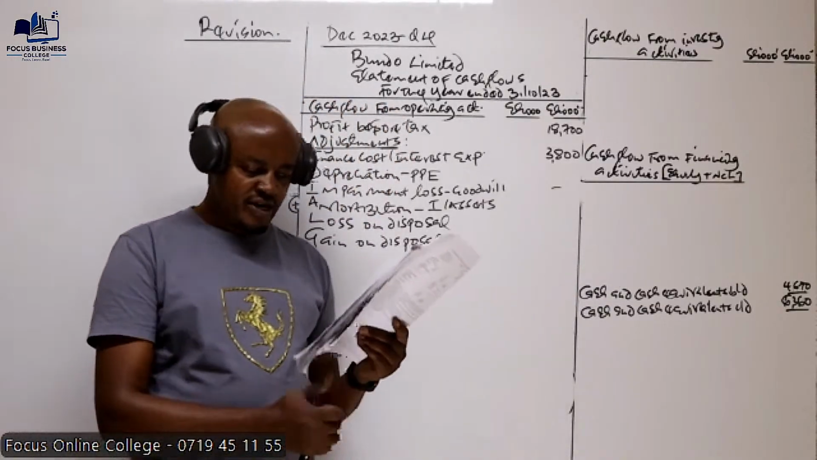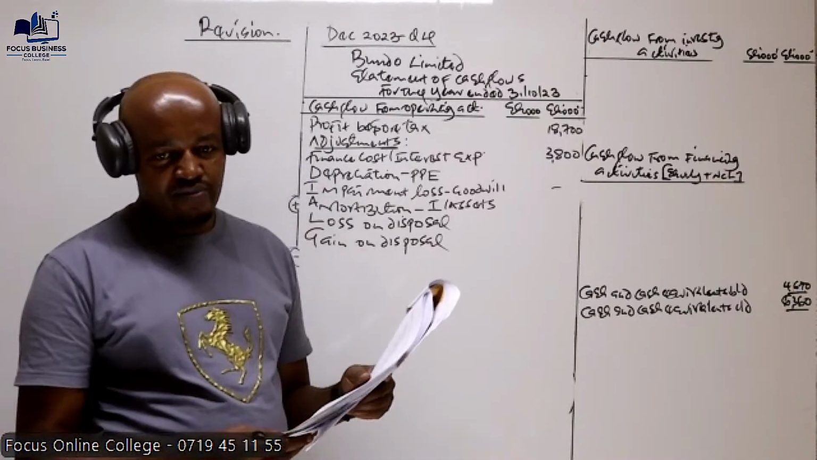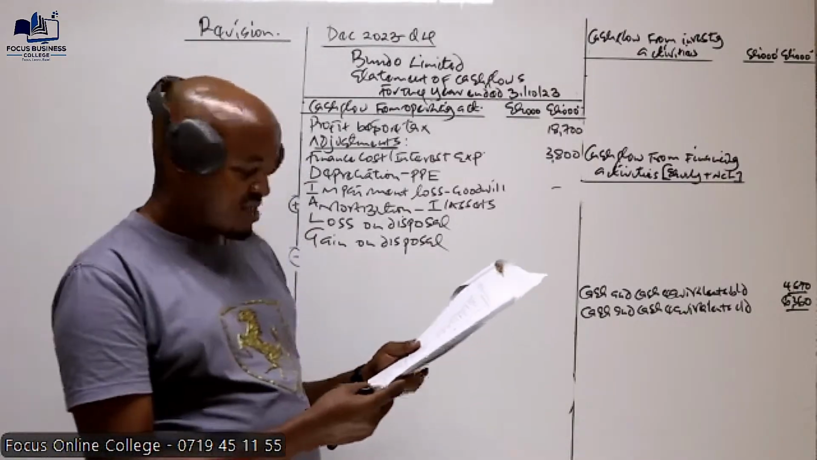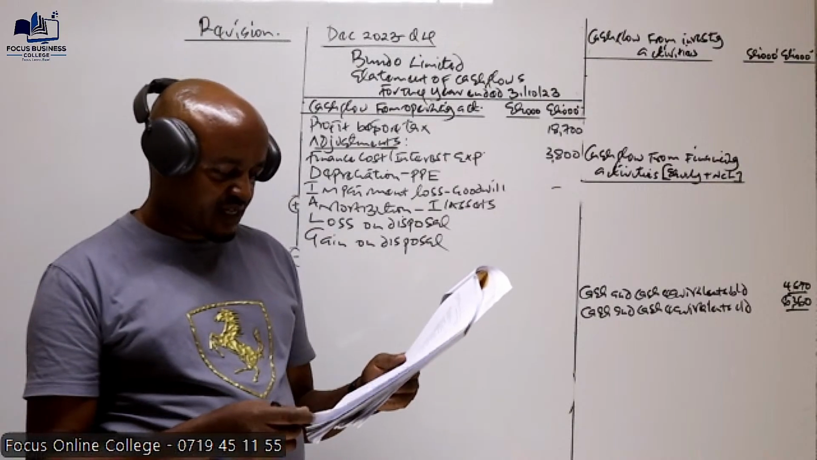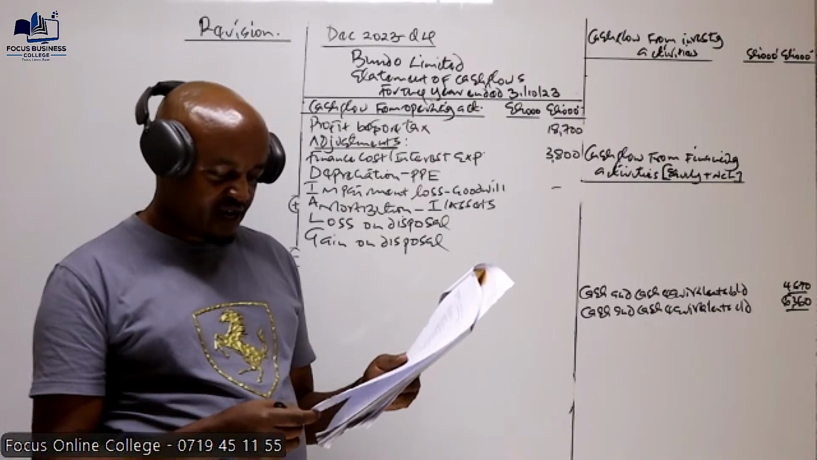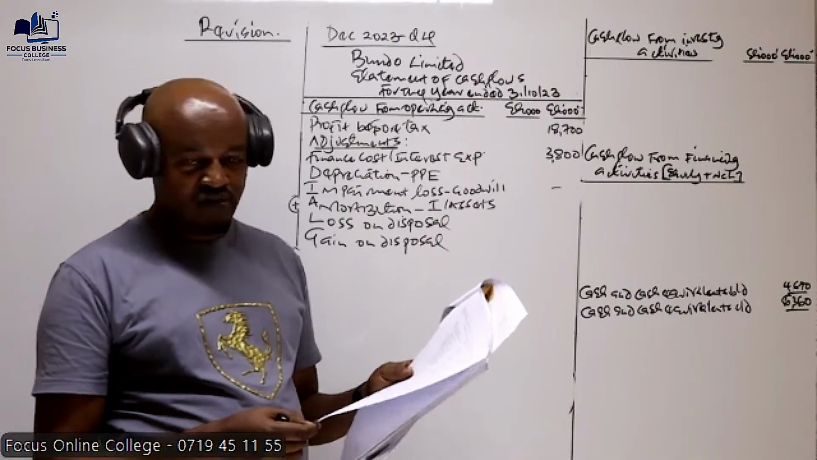And then you're told in the other paragraph of note 1, during the year which ended 31st of October 2023, property was revalued upward with a gain of 1.2. That revaluation gain is not considered here as a non-cash item. The company does not make any transfer for the excess depreciation upon revaluation. However, it accounts for the deferred tax on revaluation gain.